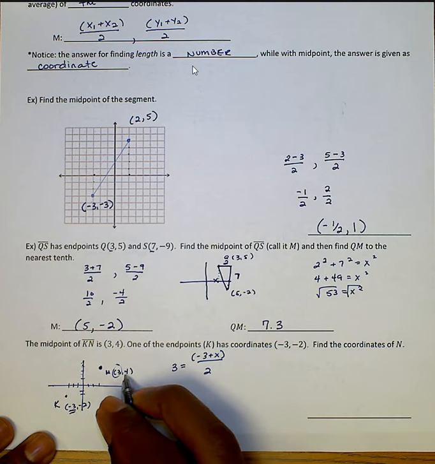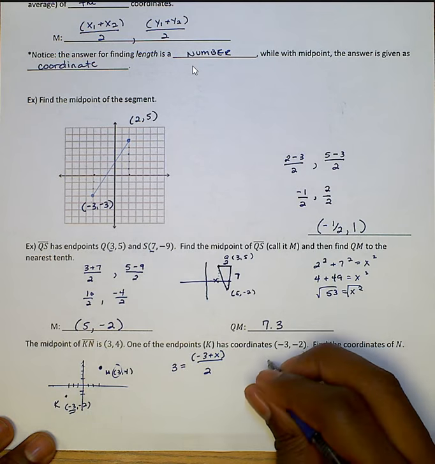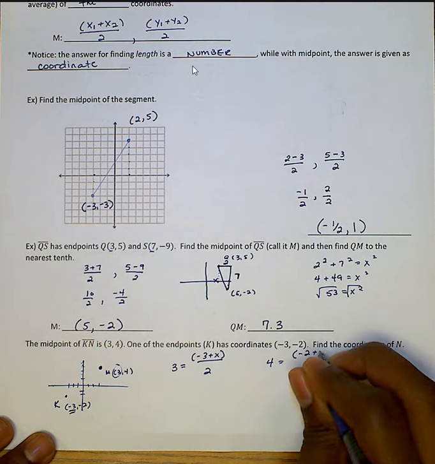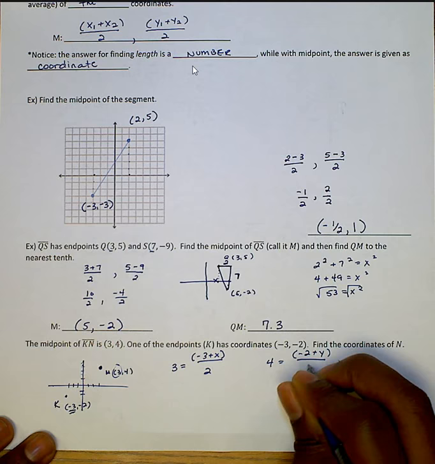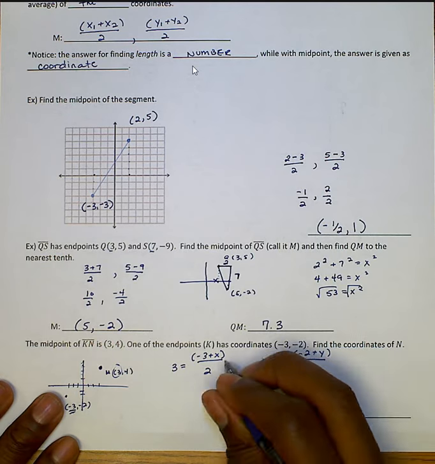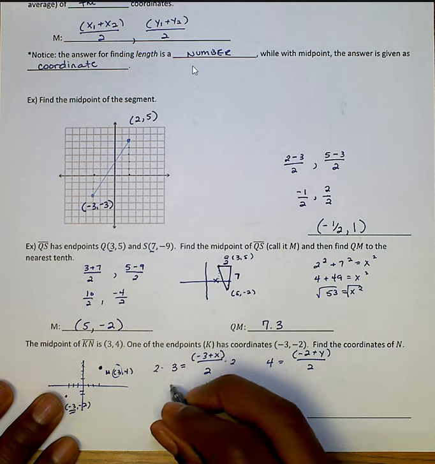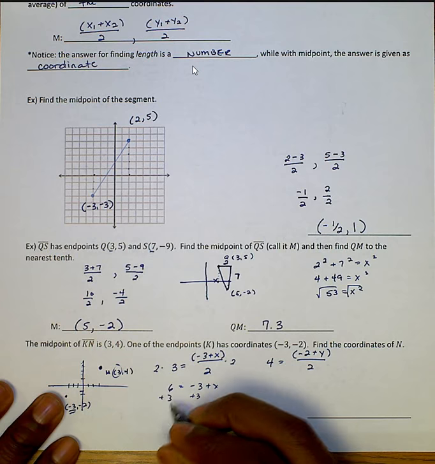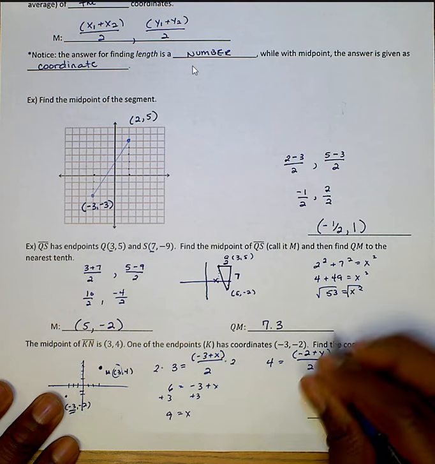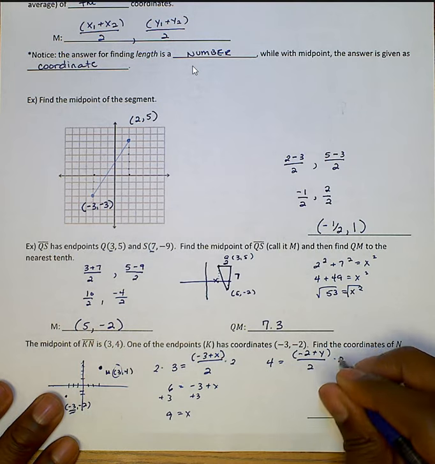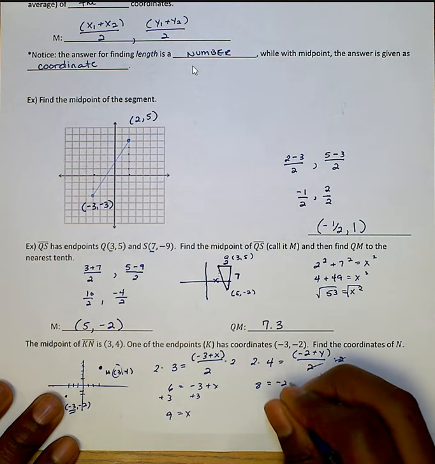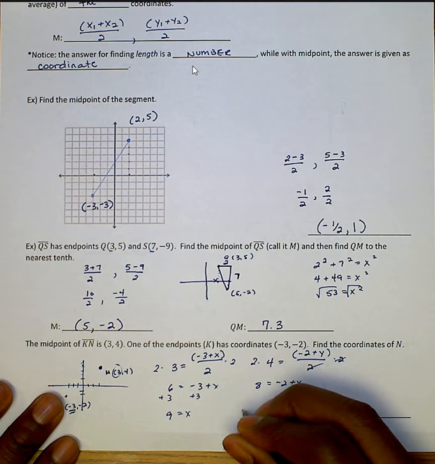And I'll do the same thing for the y's. 4 equals negative 2 plus something I don't know, I'll just call it y, over 2. And now I'll solve these two problems. Multiply both sides by 2. 6 equals negative 3 plus x. Add 3 to both sides. 9 equals x. Do the same thing for y. Multiply by 2, that cancels that out. 8 equals negative 2 plus y. Add 2. 10 equals y.